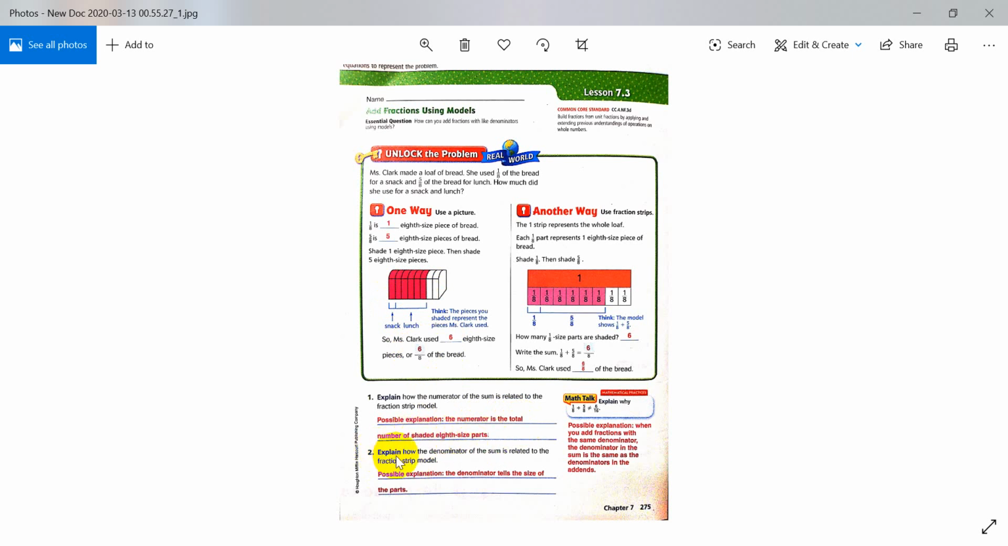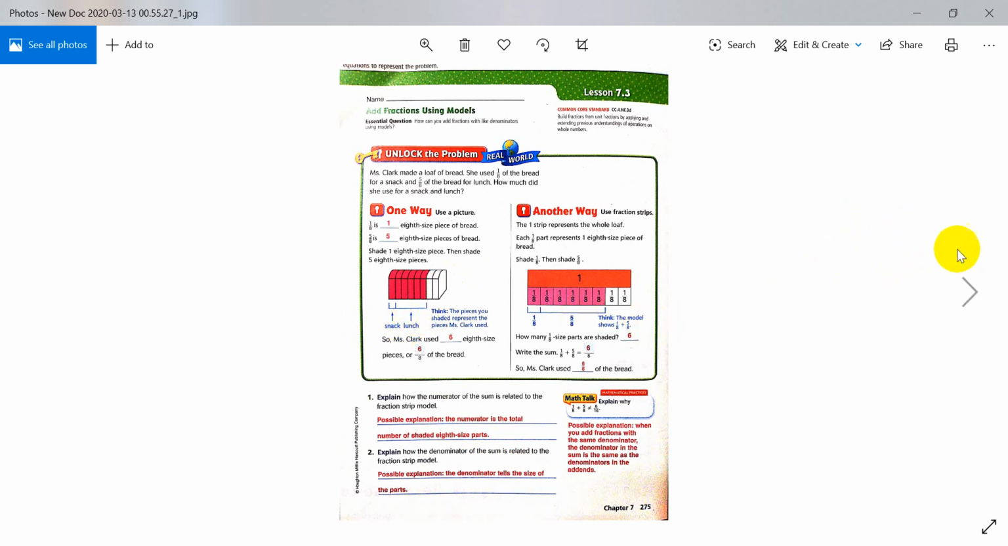Question number 2. Explain how the denominator of the sum is related to the fraction strip model. The denominator tells the size of the parts. The denominator tells you that each part represents 1/8. One part from 8 parts. From 8 parts. Okay.